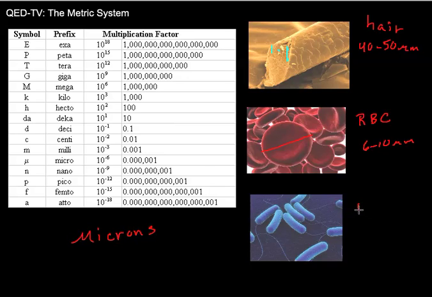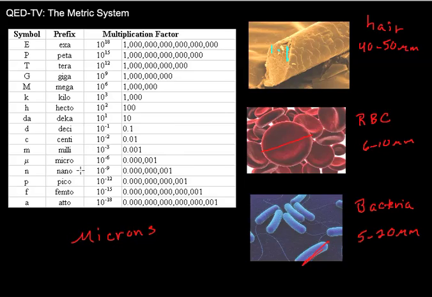And then down here we have some bacteria. Some pictures of bacteria. And bacteria are usually about 5 to 20 microns, 5 to 20 micrometers in length across them. So I thought it'd be some interesting pictures there when we're talking about micrometers or microns.